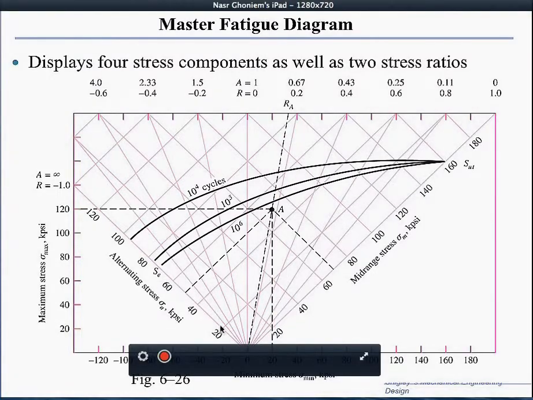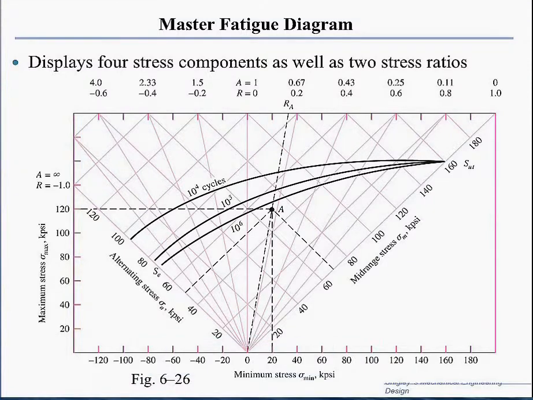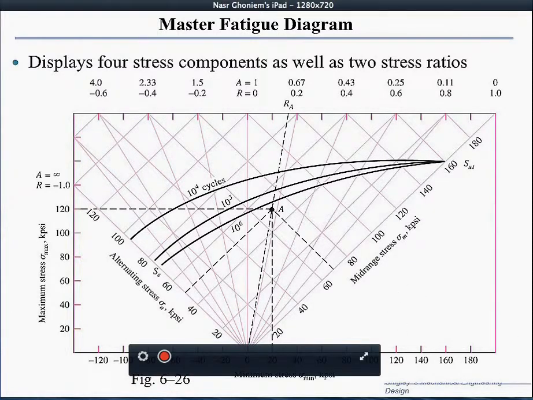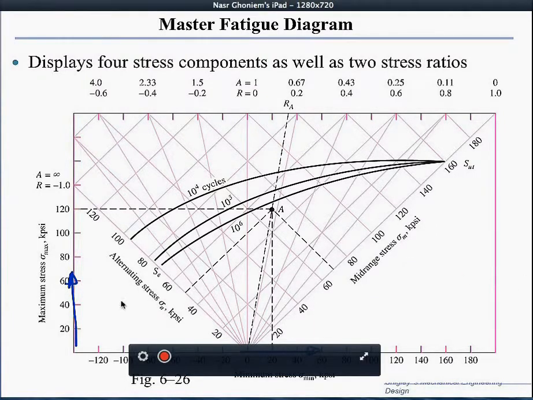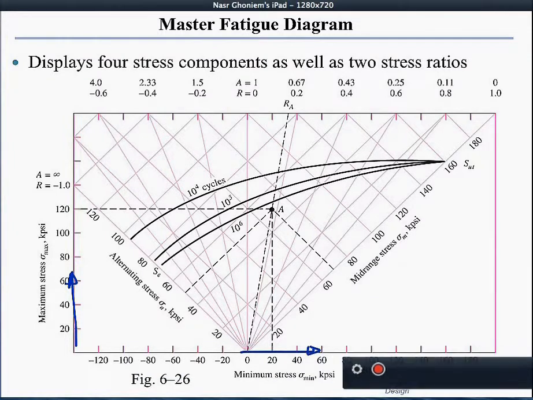So in this case, what you'll see here is that on this horizontal axis, I plot now the minimum stress, and on the vertical axis, I plot the maximum stress. So I have the maximum stress here and the minimum stress here. And then, if you see here, let me just move this outside.